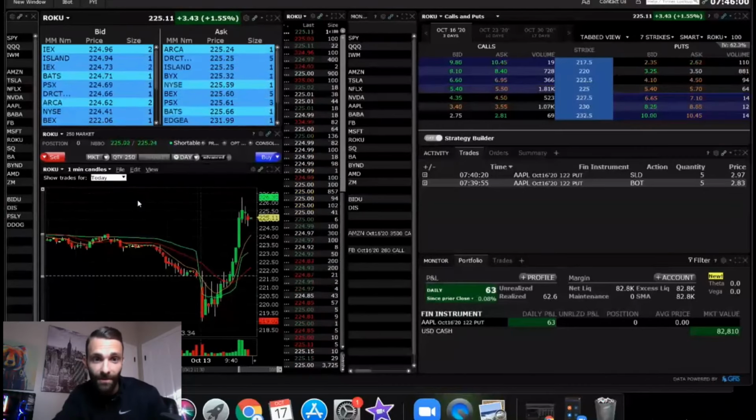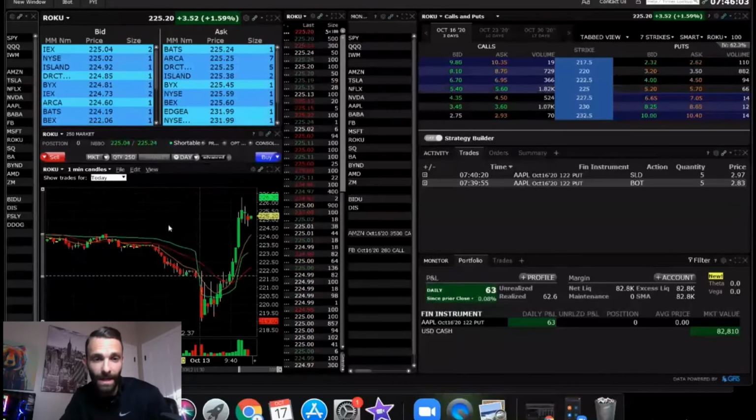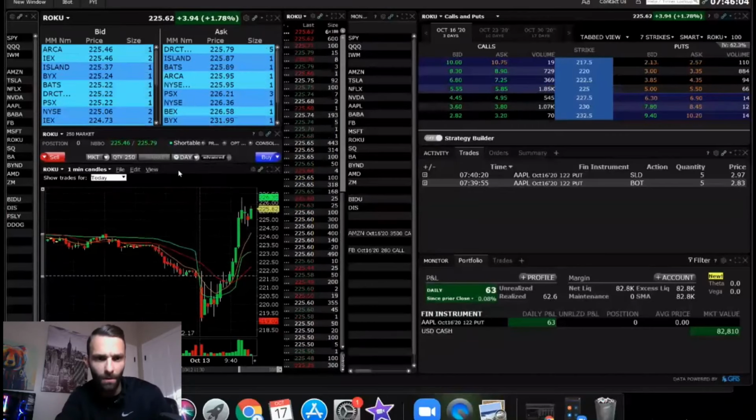So when this thing failed to break down below 220 and Roku had a strong move, look at the size of that move from the lows. It basically moved 5 points straight up. That lets me know that buyers are in control. And then I think that all-time highs are possibly in play. So the price action is telling me otherwise compared to what I thought in my bias.